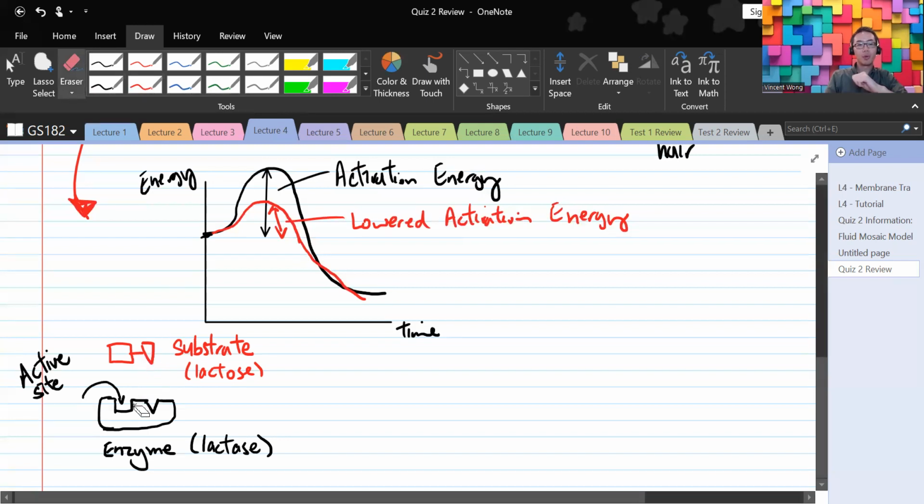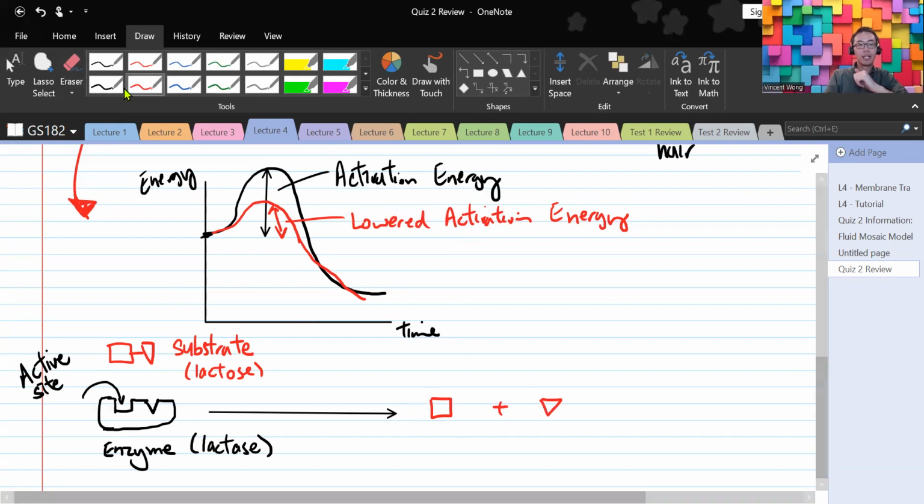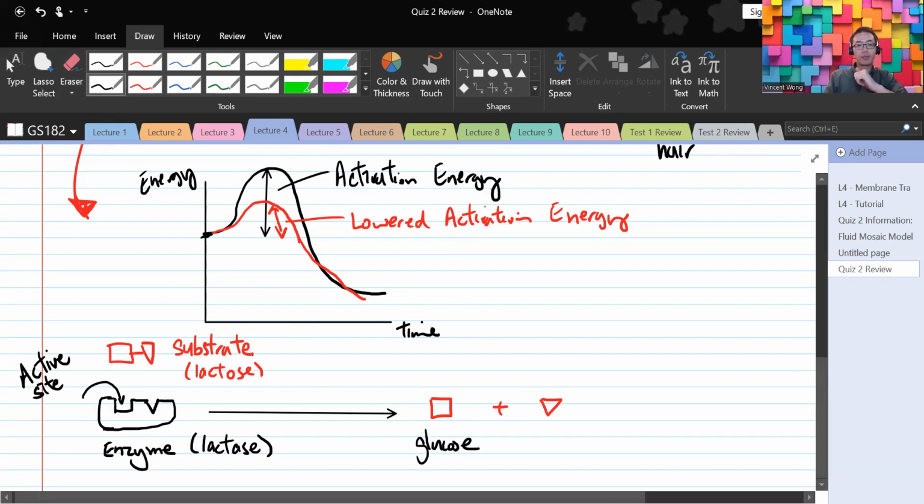Okay, so the substrate will go into the active site, and the enzyme will carry out a reaction. And so in this case, the reaction would be to break the lactose back into its individual components, right? Okay, so afterwards, you will have the square plus the triangle here. And in our case of lactose, it will be a glucose and a galactose. Okay, so in this case, the substrate is the starting material, and the enzyme will lower the activation energy to carry out this reaction. Is that okay?